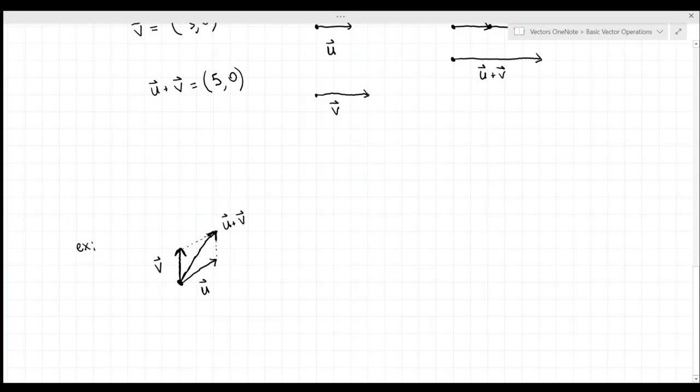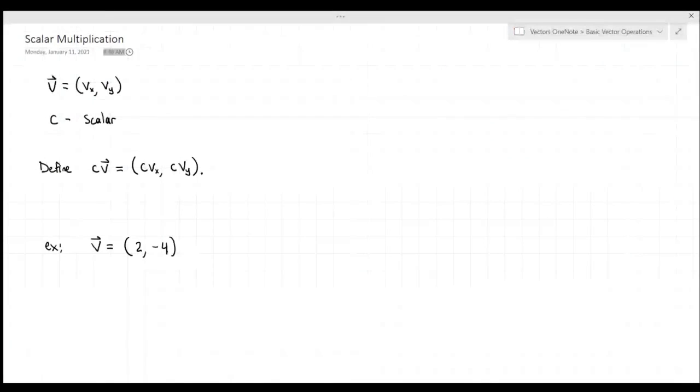Okay, so after talking about vector addition, I want to talk about some other vector operations. Another operation that we have with vectors is scalar multiplication. So if I have a vector with components vx and vy, and c is representing any scalar, or just a number, then we can define scalar multiplication between the scalar c and the vector v, and all we do is multiply the scalar into the components of v.